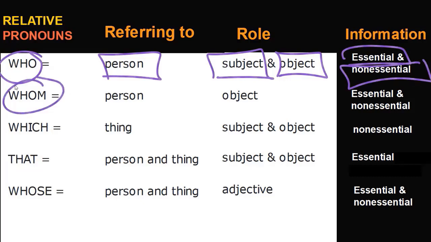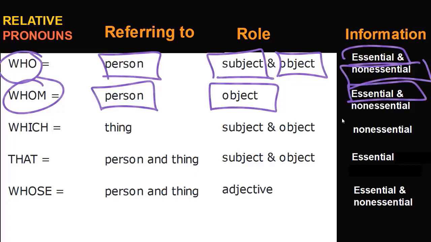Second, whom. Whom is very specific. It is not used that much in modern English, but we should know how to use it. So whom is used to refer to a person and it functions as the object of the verb or the preposition, as the object. It cannot function any other way, all right? And it can give both essential and non-essential information. And in modern English, whom is replaced with who, all right?